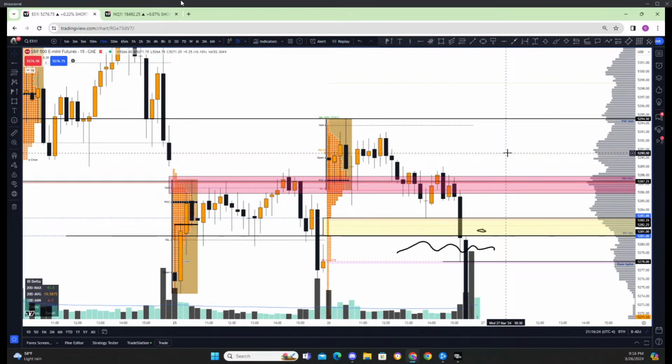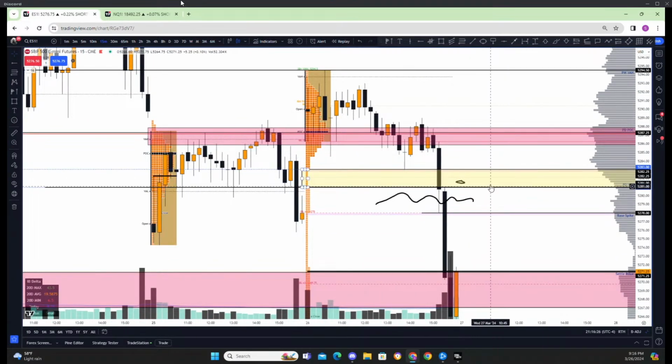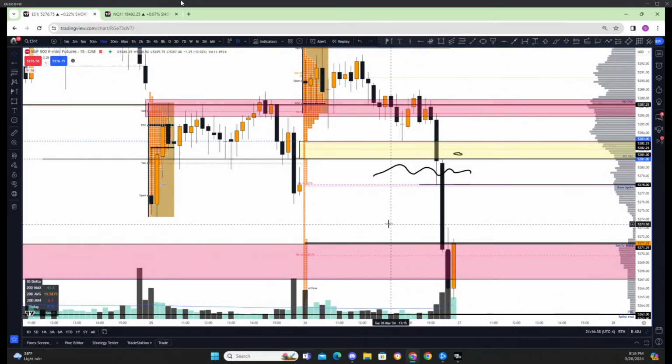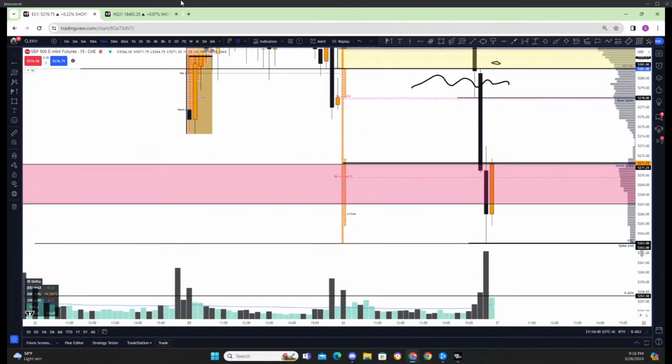at 94.5. So if we open here, I'm watching, right? And I want to see them reclaim this level. I want to see them reclaim the zone so I can target the top again. But opening here negates the single prints that we had, and that would be pretty good, right?